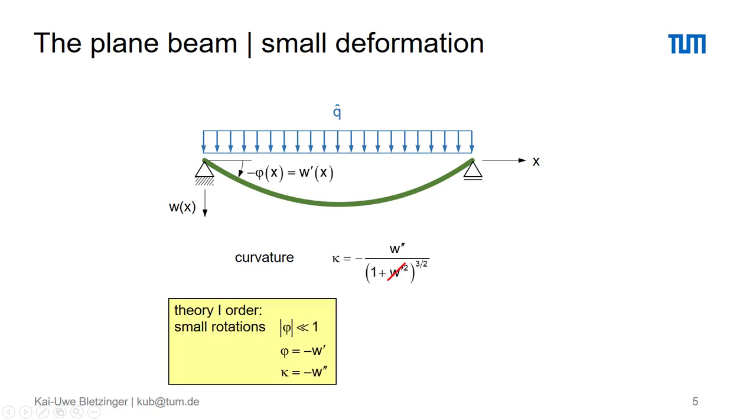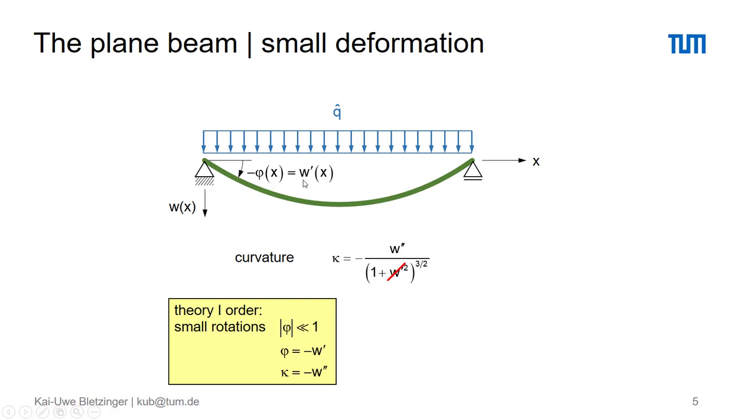Let's now apply the simplifications of theory of first order. That means in particular that we have small rotations. So the rotation is assumed to be very much smaller than 1. And with this assumption, we can take the negative rotation as equal to the first derivative of the deflection line W.